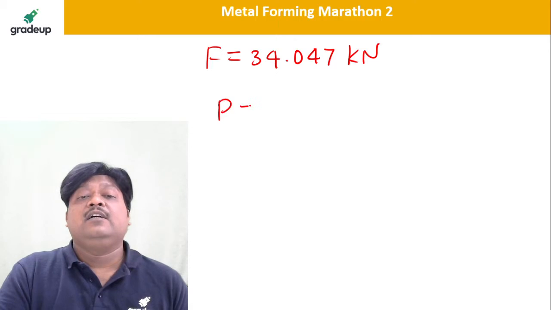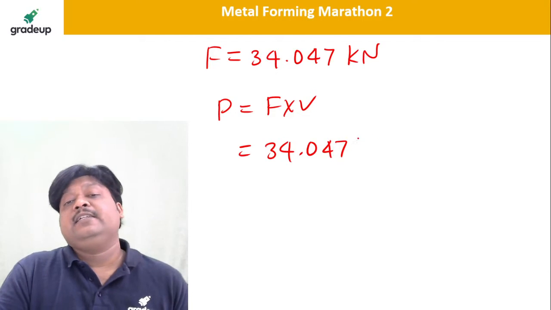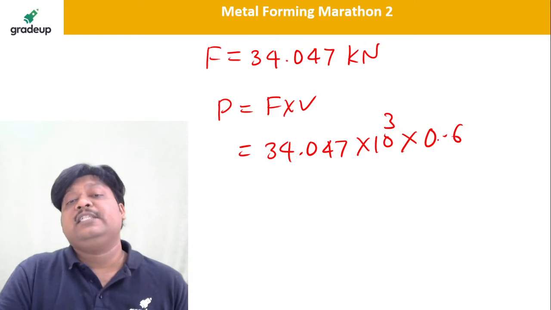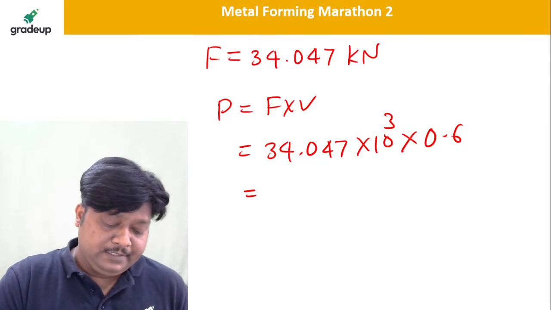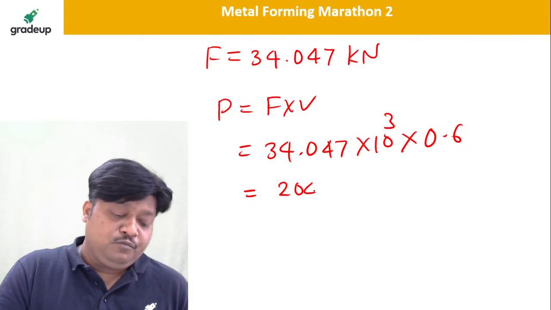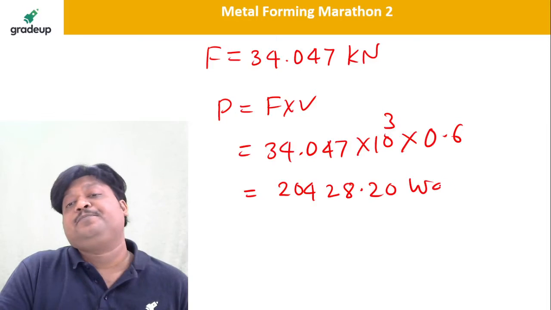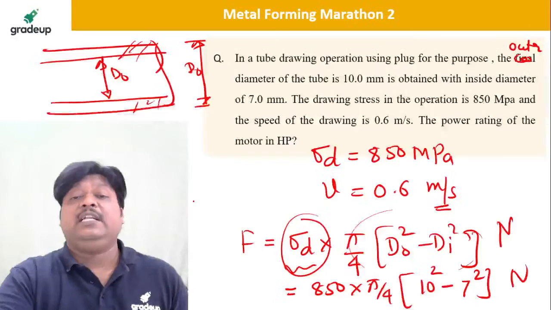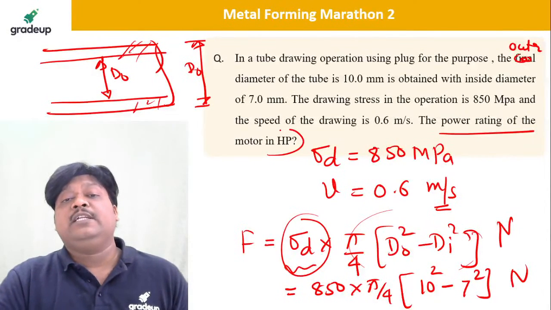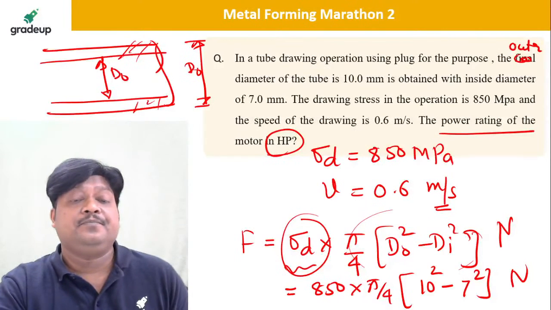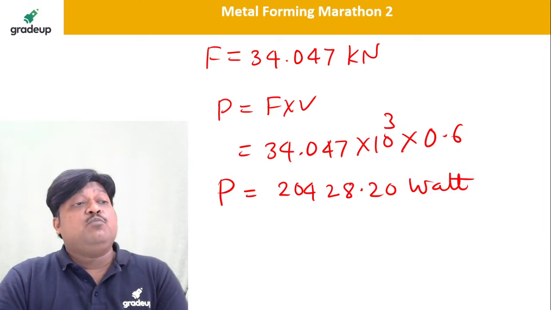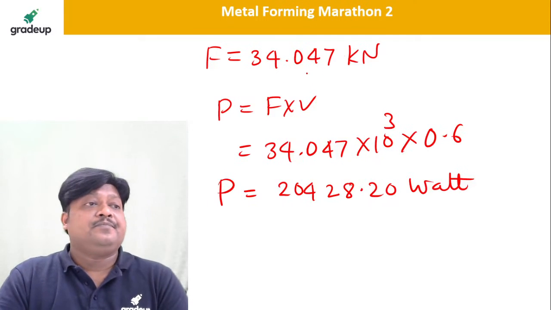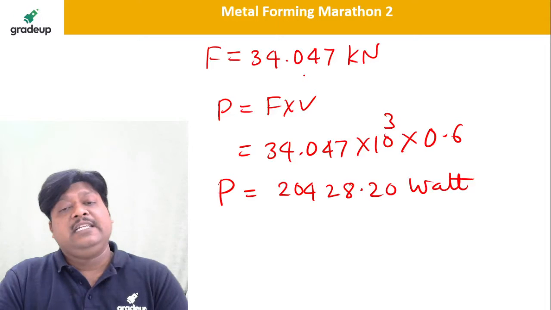Now what is power? Force into velocity. Force is 34.047 into 10 to the power 3 and into 0.6. Yes, that is correct, Akhilesh. So it will be 20428.20 watt. They are asking in horsepower. See, the power rating of the motor in horsepower. So it is not kilowatt, Akhilesh. It will be 20428.20 watt only.